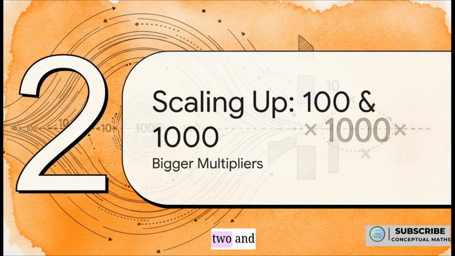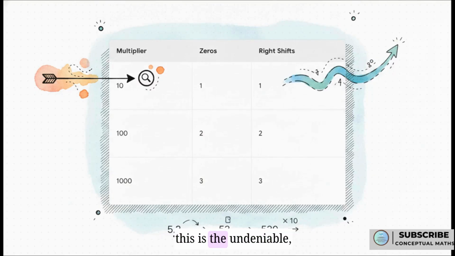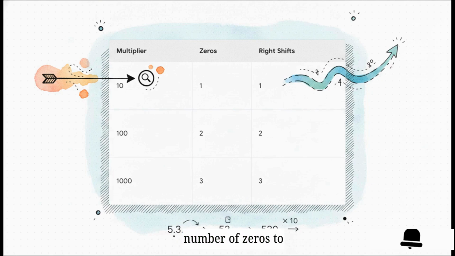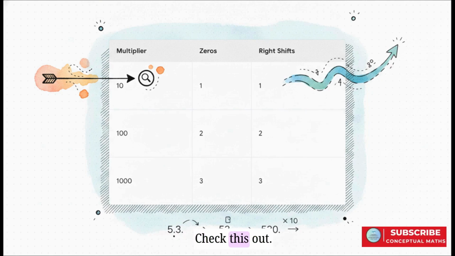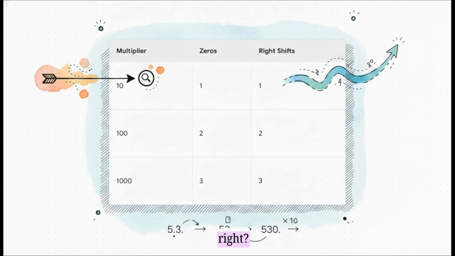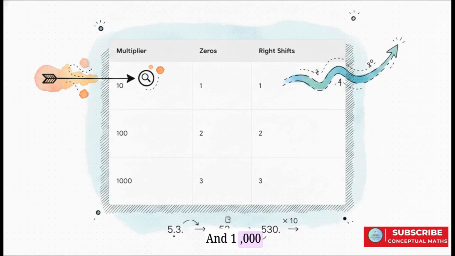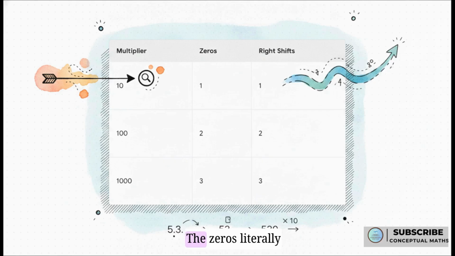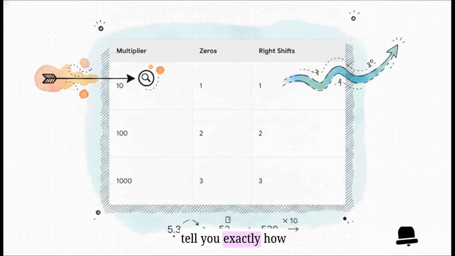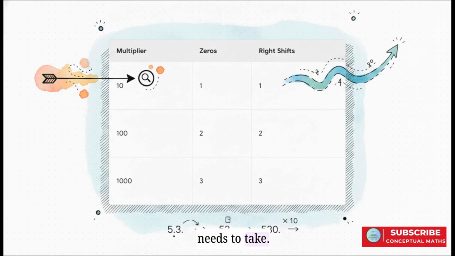Let's move to Section 2 and see how this builds. Scaling up, 100 and 1000. Now, what's really interesting about this is the undeniable, super simple pattern linking the number of zeros to the number of jumps. Check this out. 10 has 1 0, right? So we shift one place right. 100 has 2 zeros, so we shift 2 places right. And 1000 has 3 zeros, which means, yeah, you guessed it, 3 shifts to the right. The zeros literally tell you exactly how many steps your decimal needs to take.